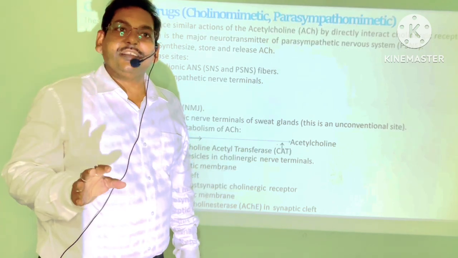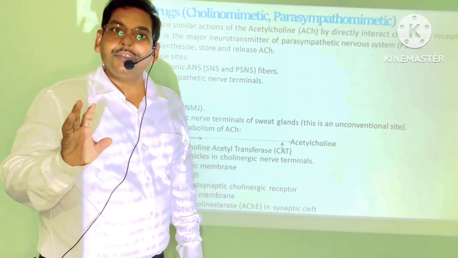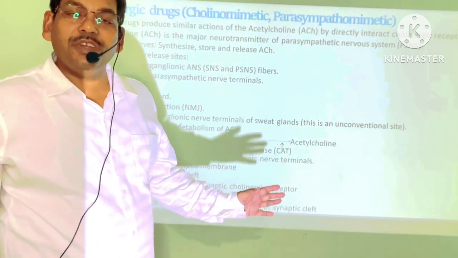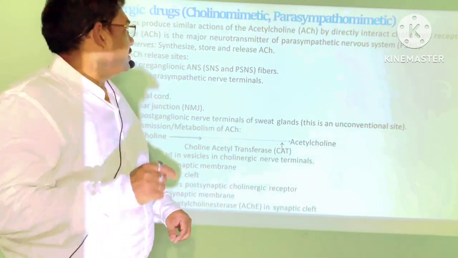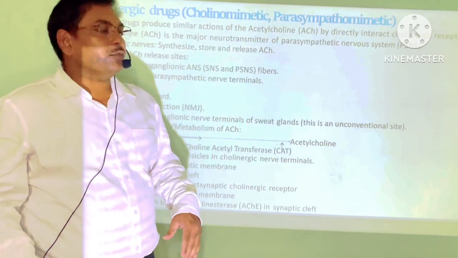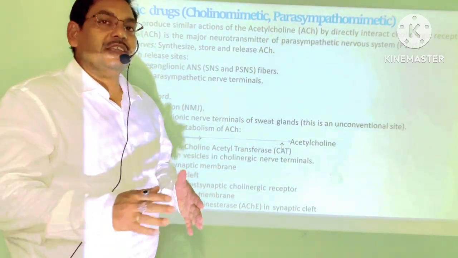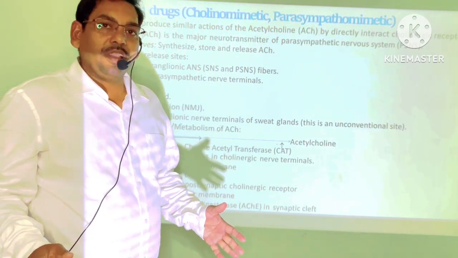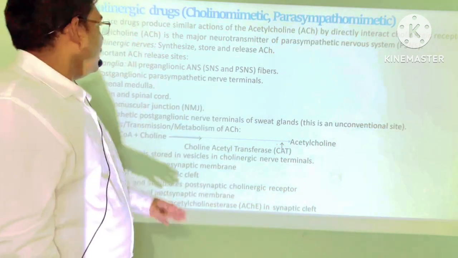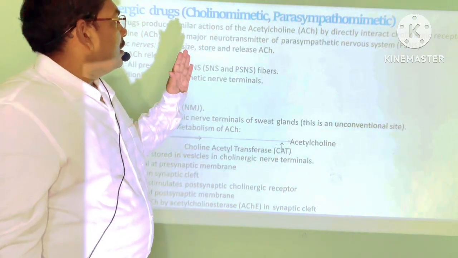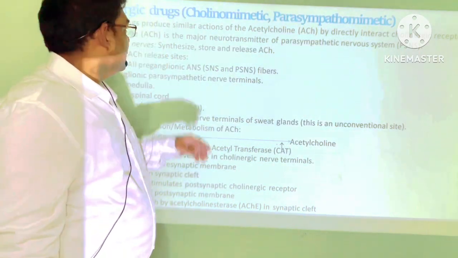Okay, today's pharmacology lecture topic is cholinergic drugs. What are cholinergic drugs? Cholinergic drugs have an action similar to acetylcholine by directly interacting with the acetylcholine receptor. Okay, what is acetylcholine? Acetylcholine is the major neurotransmitter of the parasympathetic nervous system.